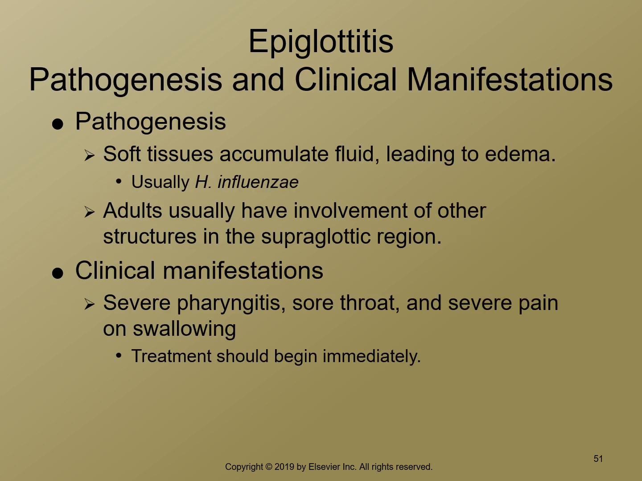The soft tissue of the epiglottis and its surrounding structures are susceptible to accumulation of fluid during the inflammatory process caused by infection. Combined with the critical location of the epiglottis at the opening of the trachea, this creates danger of partial or complete airway obstruction as the disease progresses. It's common in adults to have involvement of other structures in the supraglottic region, including the vallecula, arytenoids, and aryepiglottic folds, and that's why this has also been termed supraglottitis, often in adults.